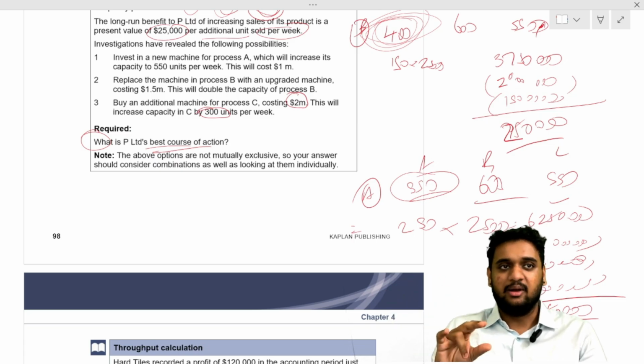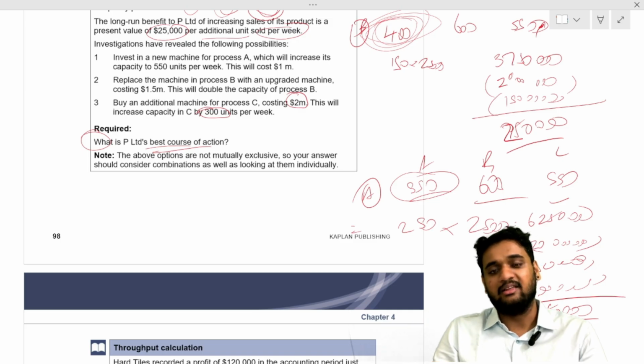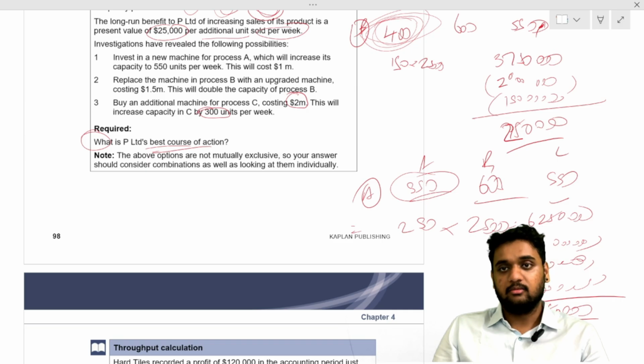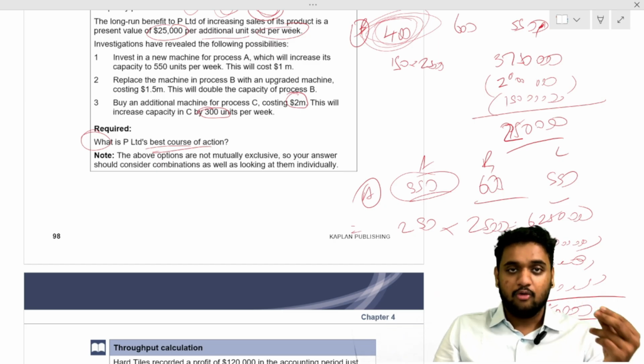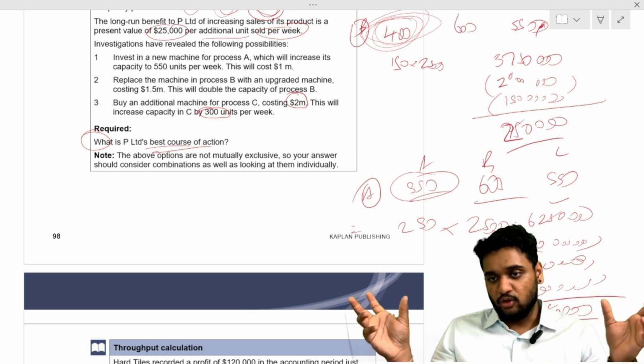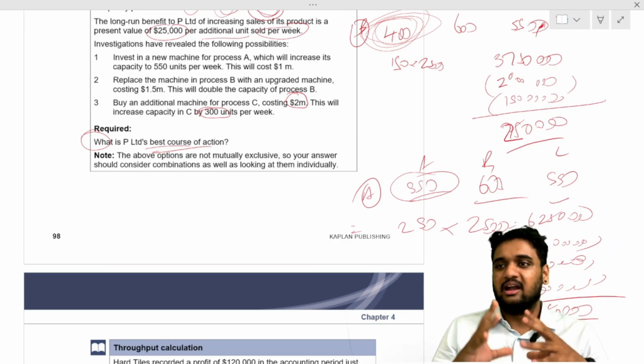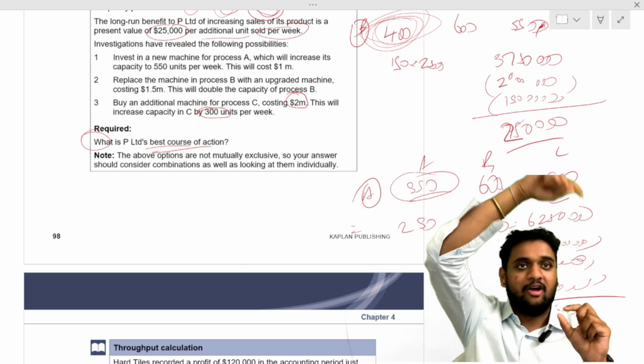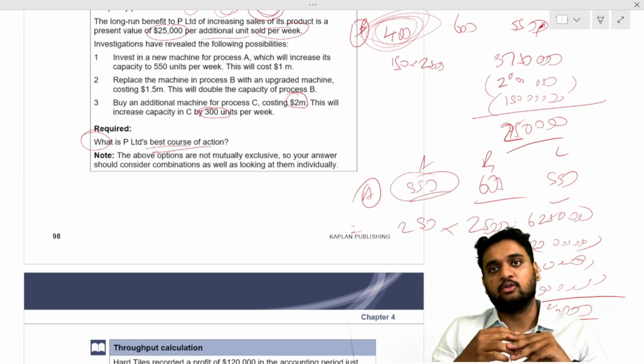Next, now A is the limiting factor. Now we have to increase A's capacity. What is A's new capacity? It increases to 550 units from 400 to 550 units. So new will be 550, 600 and 550. Even though we are able to produce 550 units now, our demand is only 500 units. So it has increased only by 250 to 500. 250 units has increased. 250 into 25,000 you will get one benefit, minus all the three costs, you will get the net benefit.